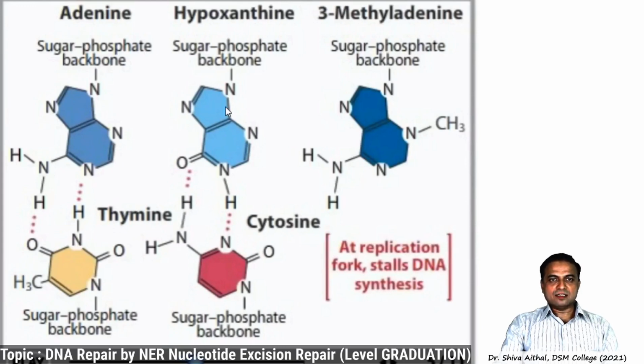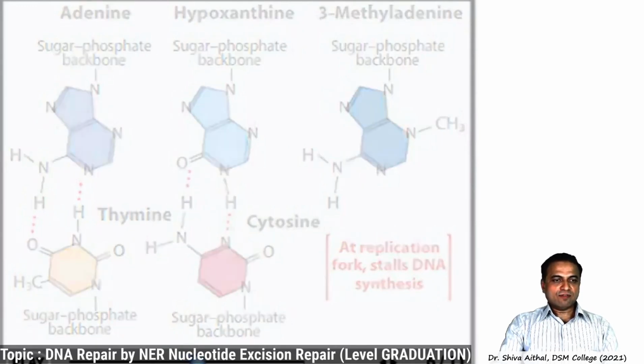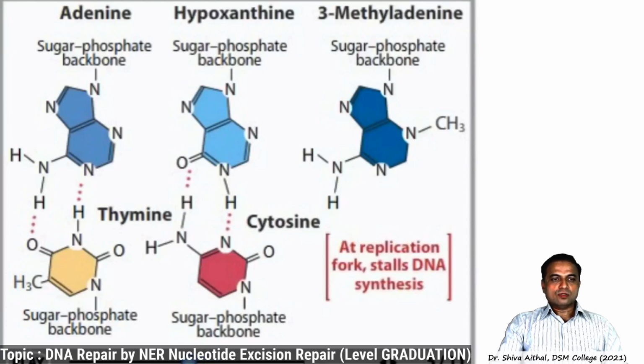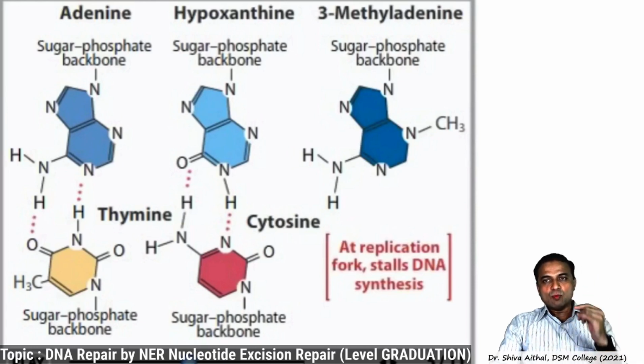But hypoxanthine, let me just rewind, there is a technical problem. I will rewind it and show it to you once again. Let's go back. Yes, here. Normally adenine forms a base pair with thymine, but hypoxanthine in its place is mutagenic because it pairs with cytosine. Now 3-methyladenine is even more toxic. When it is encountered at the replication fork, it halts DNA replication and consequently a repair system is needed.